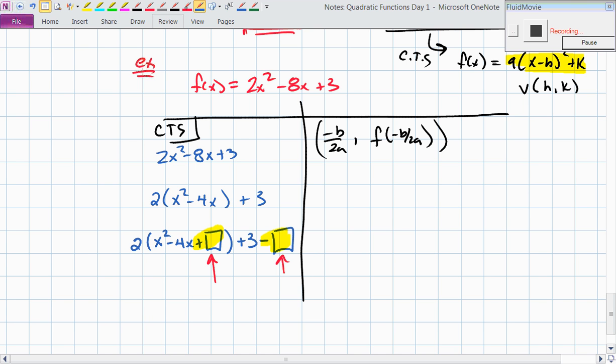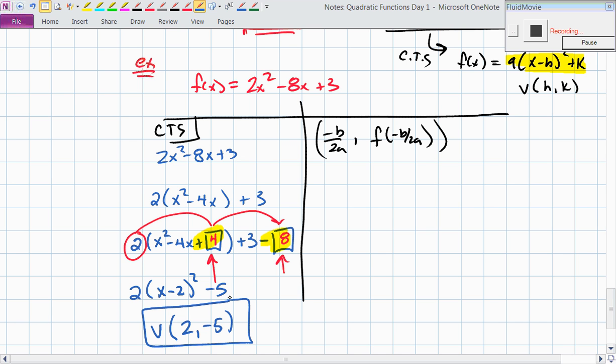So the question then is, okay, what number goes there? Well, I take half of negative 4, which is negative 2, and I square it and I get 4. Now you'd think a 4 would go here, but that's not necessarily true, because check it out, we're actually taking 2 times 4 and putting that number there, so 8 goes there because 2 times 4 is 8. After you do that little bit of work, here's what you get: 2 times x minus 2 quantity squared, and then a minus 5. This is beautiful news because the vertex I can clearly see is at the point 2 comma negative 5. I think that's pretty slick.